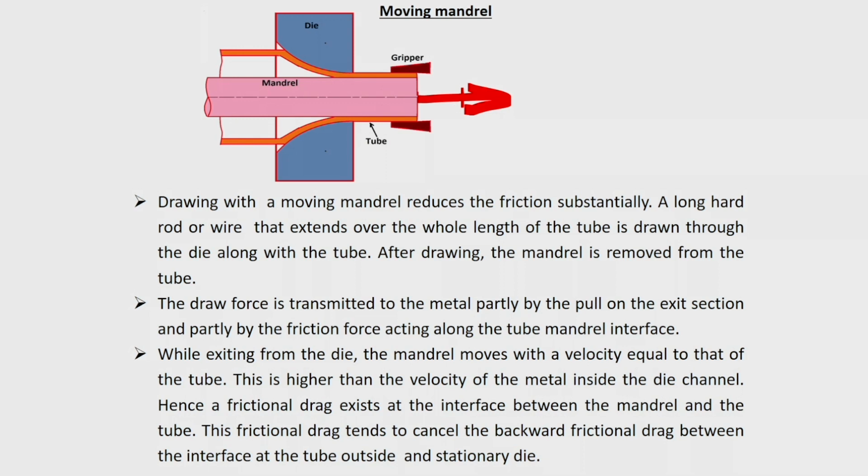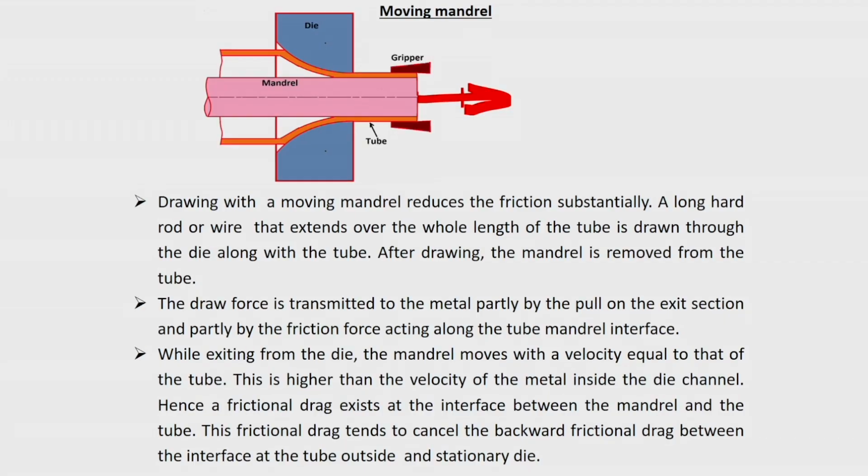After the drawing operation, the mandrel is fixed to the tube, so you have to remove it. That is one major problem, but you have very good control over both the outside as well as the inside surface. The thickness will be more or less even in this case, that is the biggest advantage with this. The drawback is that you need to have another setup for removing the mandrel.